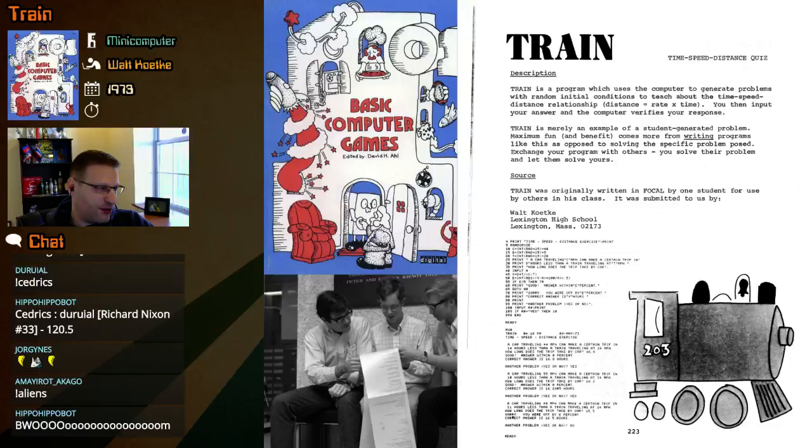Train was originally written in FoCal by one student for use by others in his class. It was submitted to us by Walt Koki of Lexington High School, Lexington, Massachusetts. Yeah, we've seen our friend Walt before, including I think he had a game that we played yesterday. So, I hope it isn't too complex. Let's see how it goes.